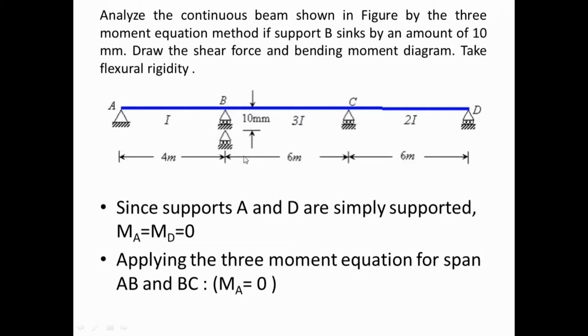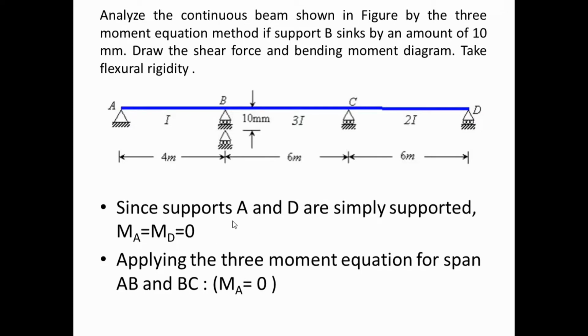Now there is no external loading given, only sinking of support B is given. So making use of this data, we have to analyze this beam. Again, we first have to look at the boundary conditions. Let us see what the boundary conditions are. First of all, see the end supports. Both are simply supported ends, so MA and MD both are zero.